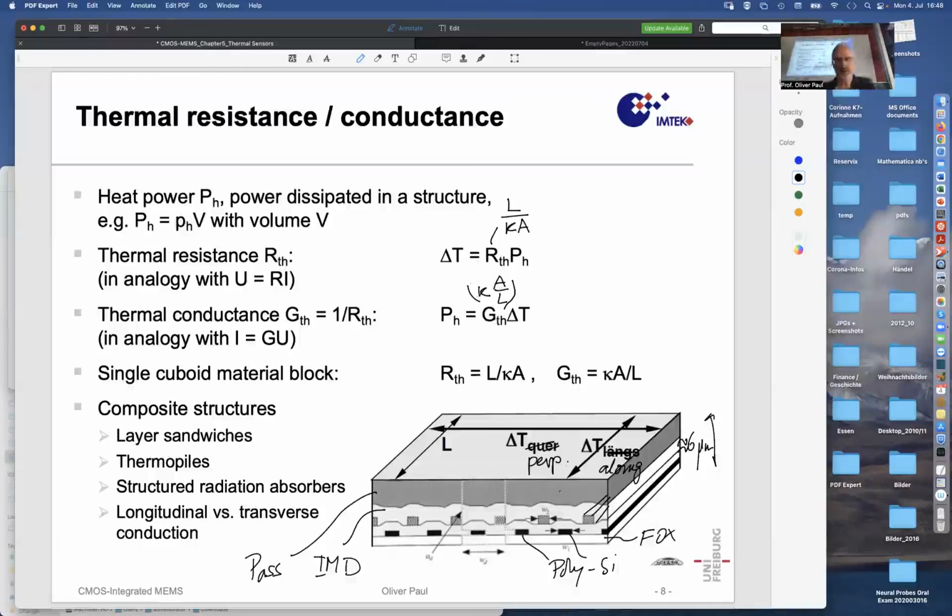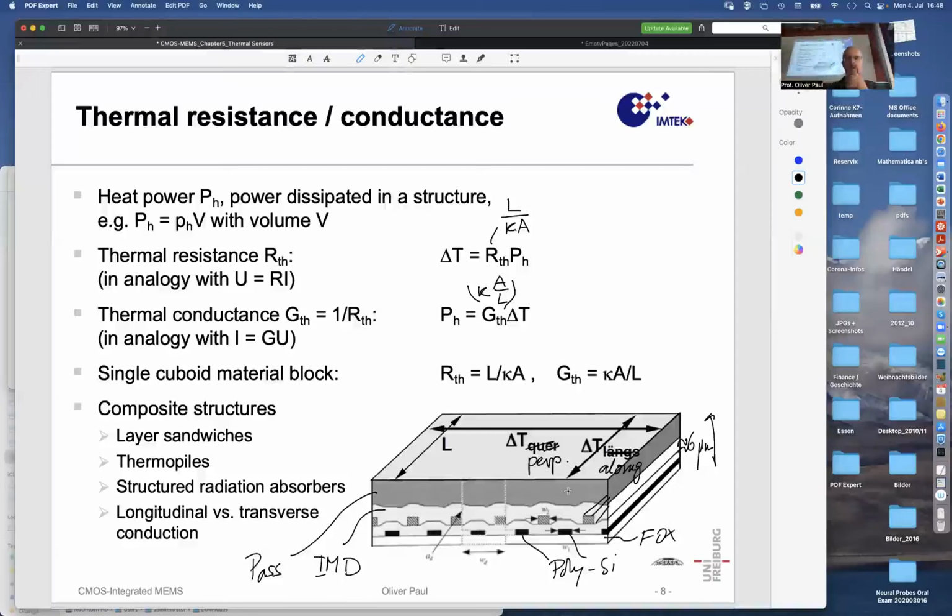So if I consider this structure now in the longitudinal direction, I have these different materials all exposed to the same delta T over this length, but they have different kappas and they have different cross sections. So the flow through the entire structure, through all the material, is of course a sum of the heat flow through the individual material constituents added up. That's the total heat flow.